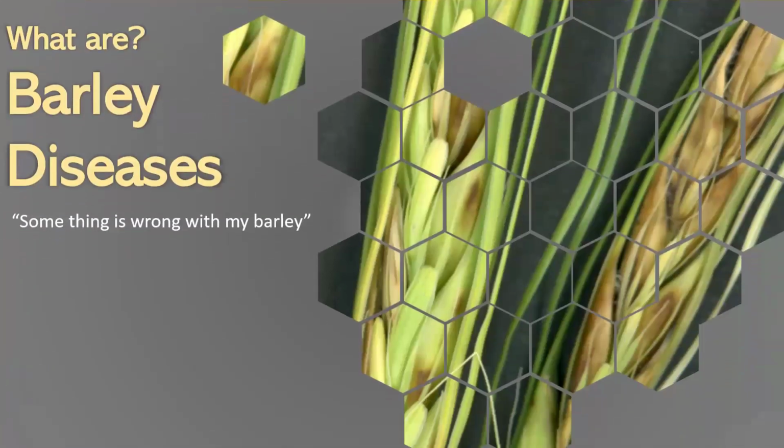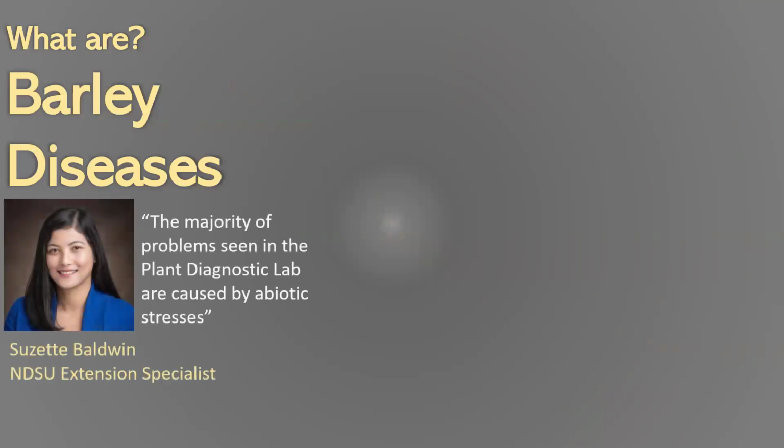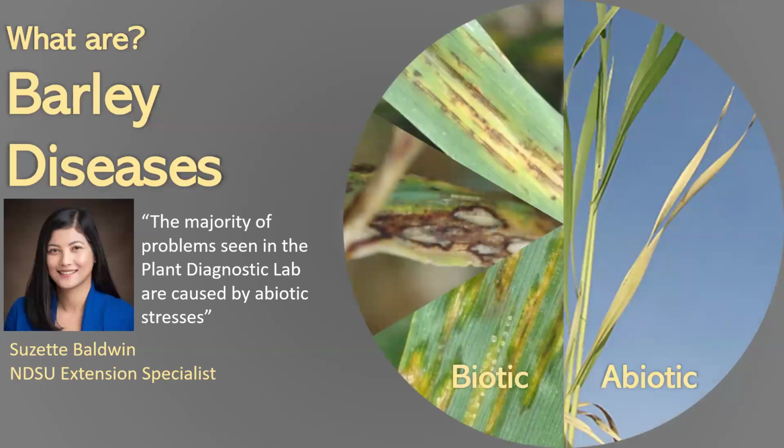Now, the question is what are barley diseases and what is barley disease? For most farmers, it's something's not right with my barley. Something is wrong with the way my barley looks in the field, and what's going on and how do I fix that? Talking to Suzette Baldwin, who's the plant diagnostic lab manager at North Dakota State University, most of the time when she gets these issues, we're looking at abiotic stresses, where something is off in the field, low nitrogen or other nutrients, and they resemble a pattern that could look like barley disease.